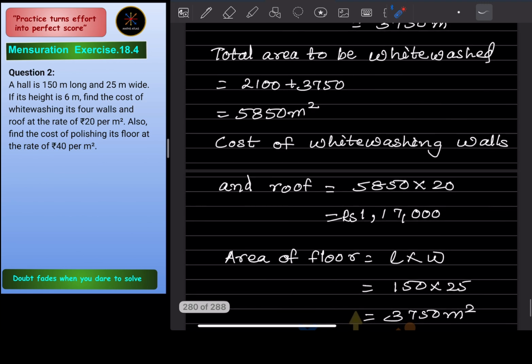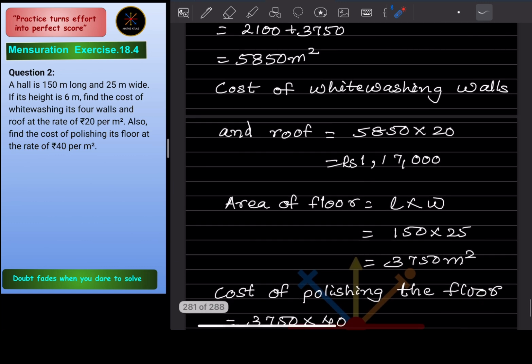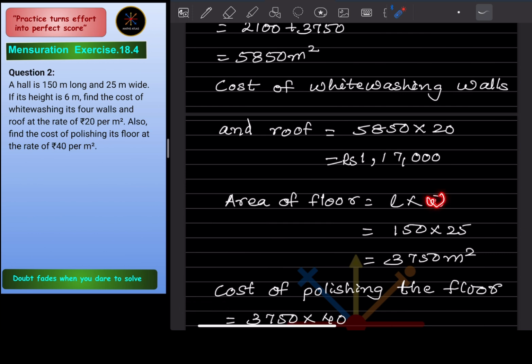Now they have also asked for the cost of polishing its floor at the rate of 40 per meter square. First you should know the area of the floor. Because it will be in the form of a rectangle, that is length into width, or you can also write length into breadth. But since it is given as width, let us write W, that will be better. So length into 25 will be 3750 meter square.